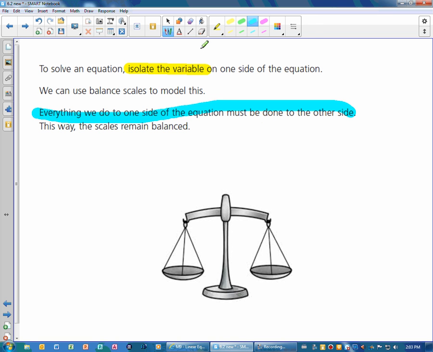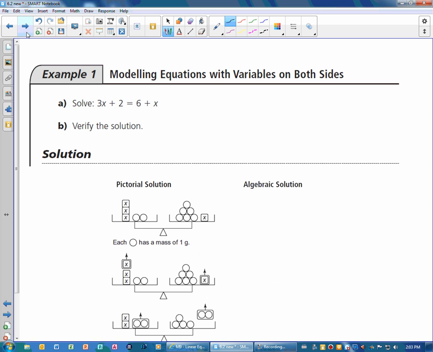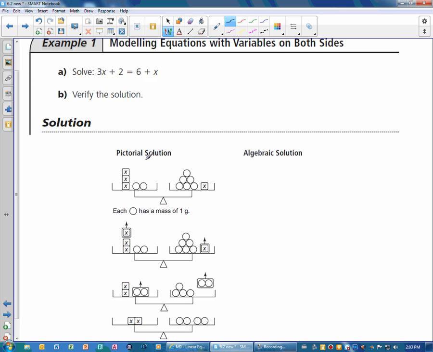So you can kind of think of a balance scale and keeping the sides of your equation balanced, that might help. Okay, so example number 1 is the equation 3x plus 2 equals x plus 6. And they're asking you to solve it using a picture, the balance scale, and then they're asking you to solve it with an algebraic solution. So you may want to pause it at one point in order to keep up with the pictures, because you need to copy the picture solution into your notes.